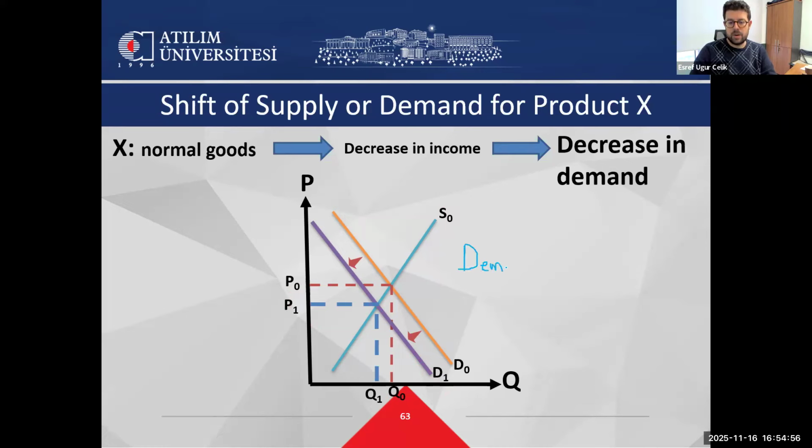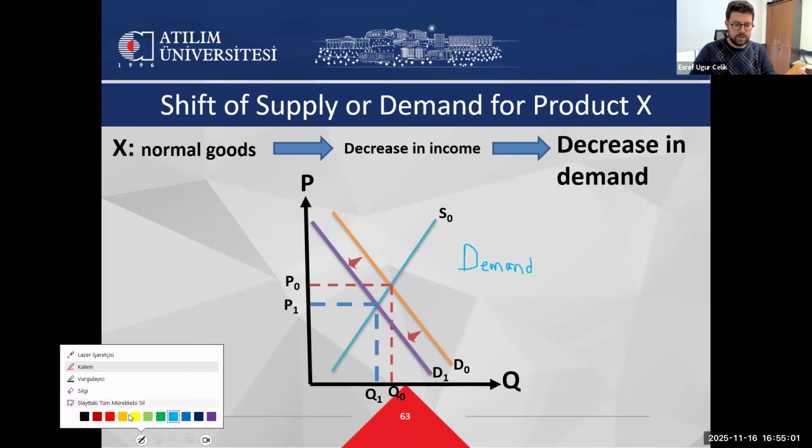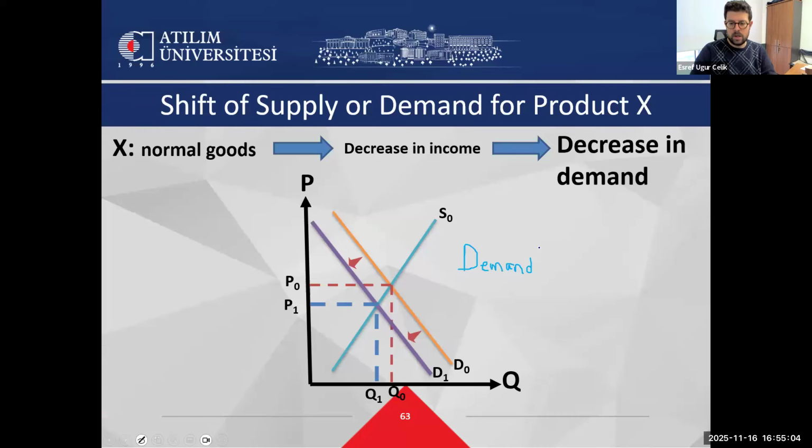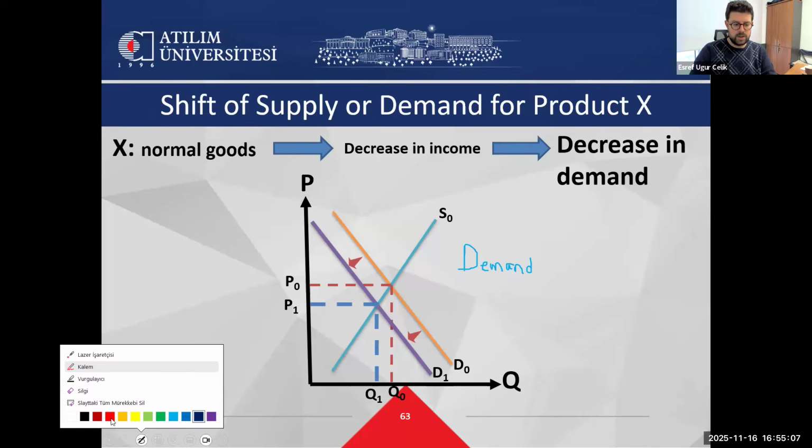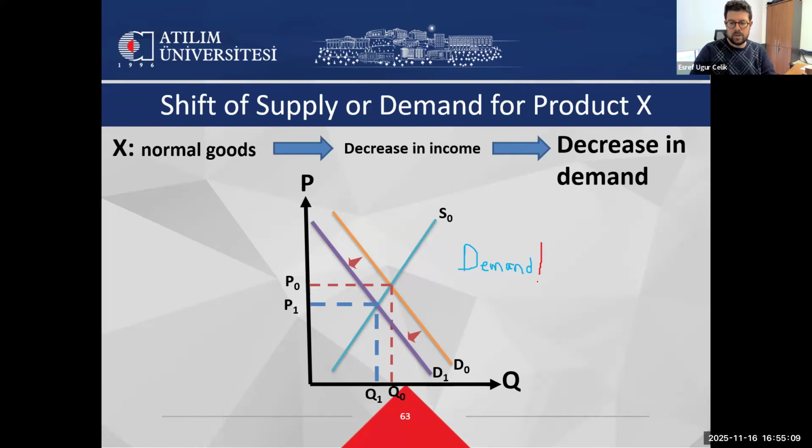So what can we find? I choose a different color, the red one. When the demand curve is shifting to the left or demand is decreasing, then the equilibrium price falls and the equilibrium quantity falls. If the demand curve is shifting to the right, then the equilibrium price and quantity rise.